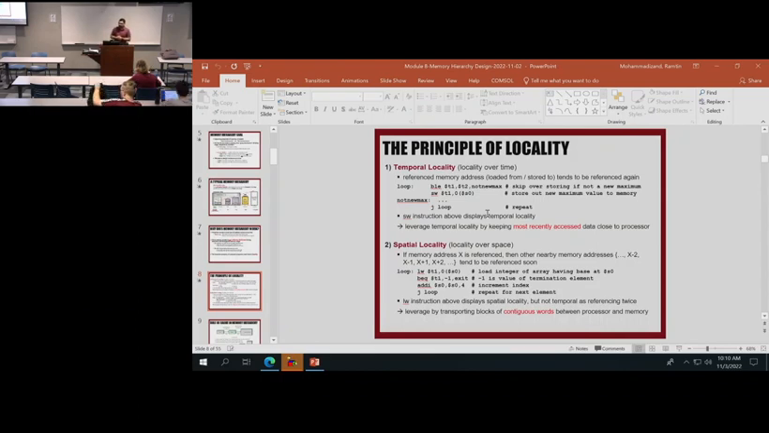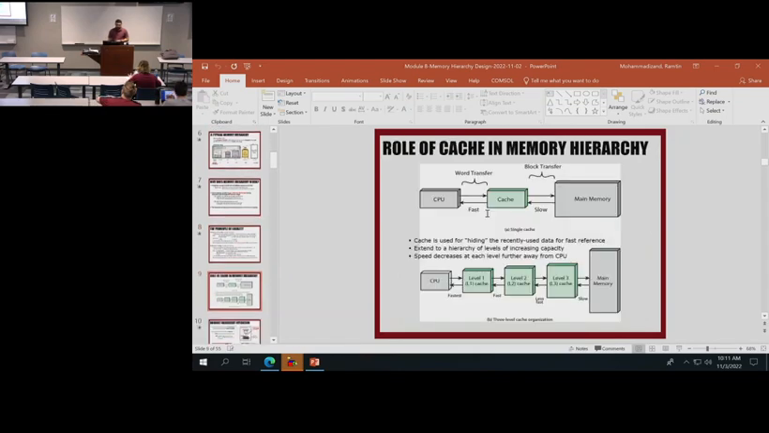Because of that, cache works, because we can bring a chunk of data to a memory that is faster and closer to the processor, and we can save time and get speedup and so on. That is what is called spatial locality. We have temporal locality and spatial locality, and that's why the cache or memory hierarchy works.